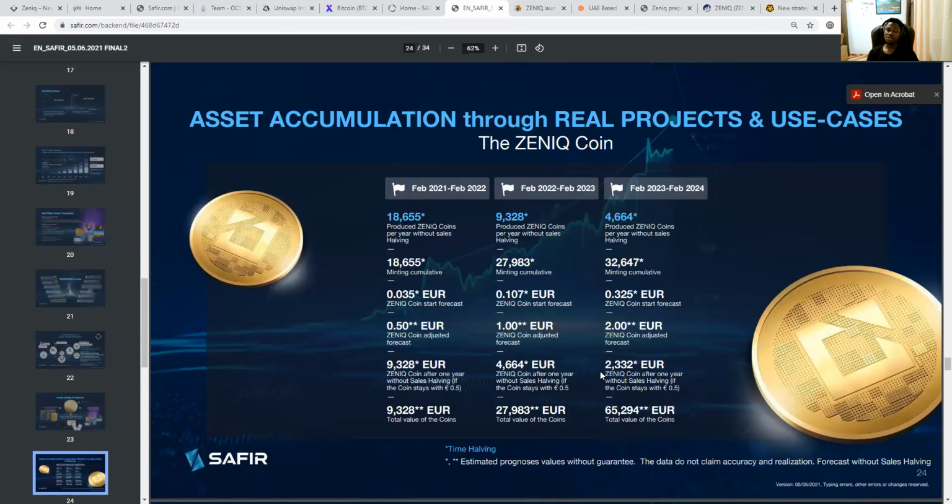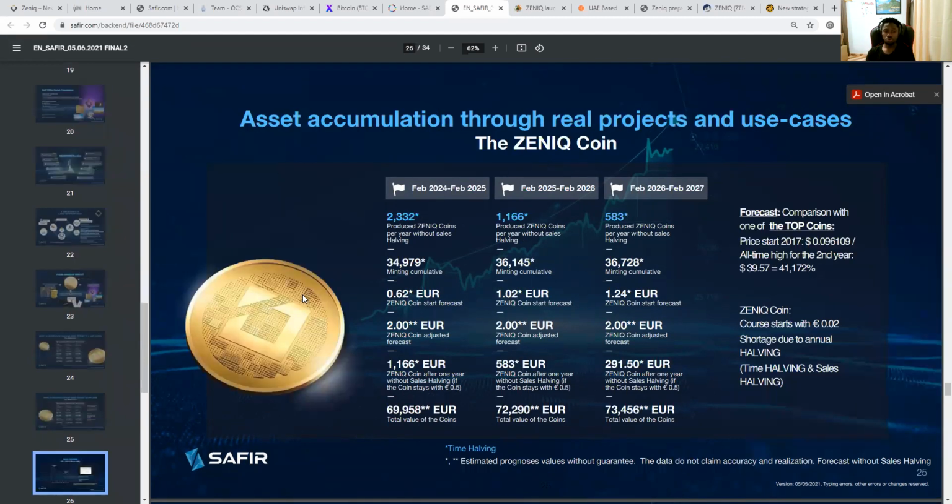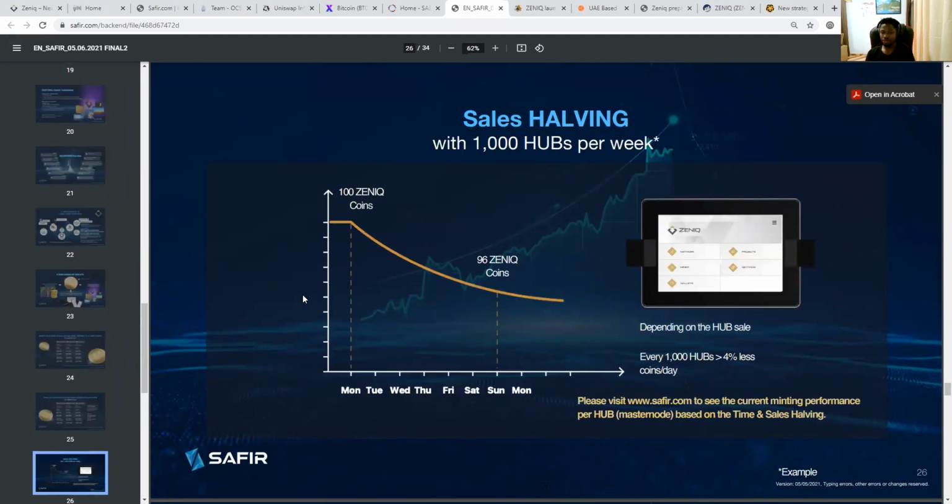All right, this is a forecast on the token minting. I wouldn't dwell much on this because this is a forecast, right? This is the volumes of tokens that you would have been able to mint right from February to February with each year. But like I said, it deals with sales halving and time halving, so it reduces with each day in Satoshi values. So wouldn't do much here. This is what I explained with respect to the 4% drop in the coin per day. That is with each 1,000 hub that goes out of the company.